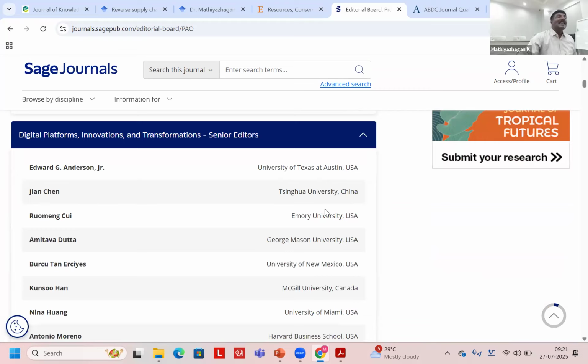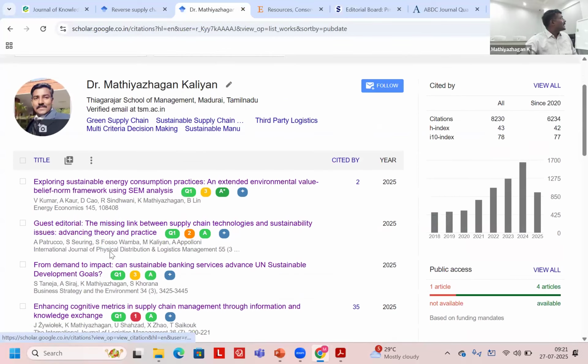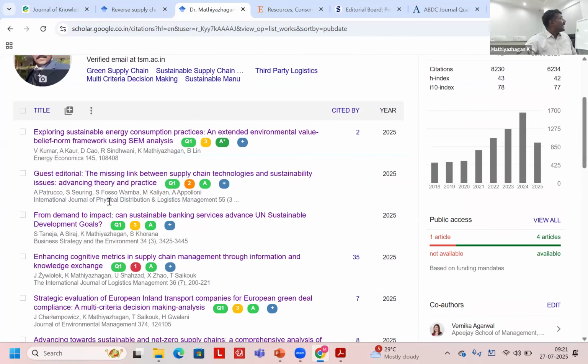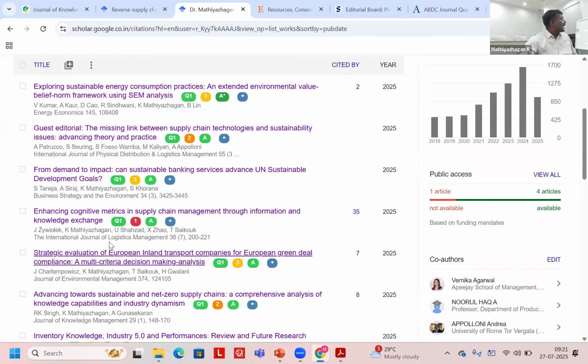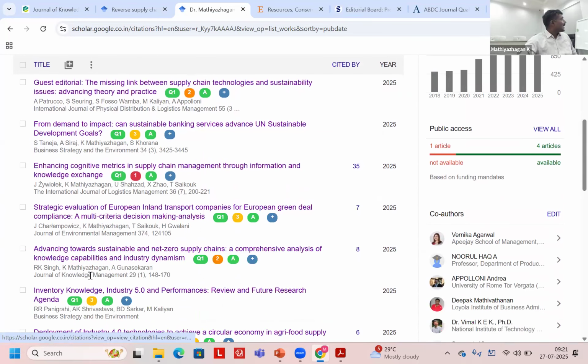Is it clear? So you need to consider in your area how the ranking really reflects the quality. Don't consider only impact factor. Impact factor is for the beginner. It may be important, but after some time you need to make sure your paper is in your core area. It's a matter of core area and interdiscipline. For me, my area is supply chain, so my primary concern is IJPDLM, then Business Strategy and the Environment, Logistics Management, Environmental Management, and Journal of Knowledge Management. But actually, it's not my core research journal.